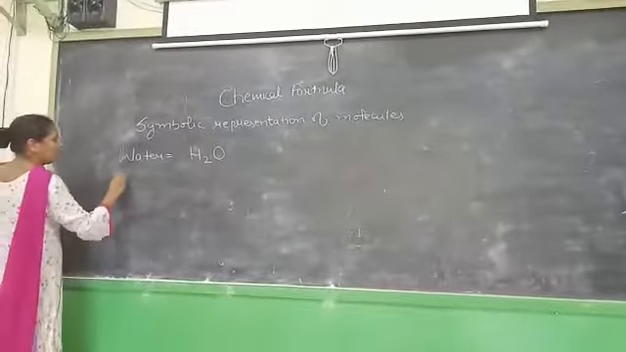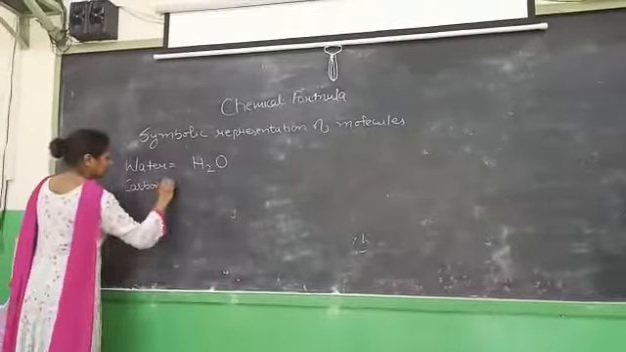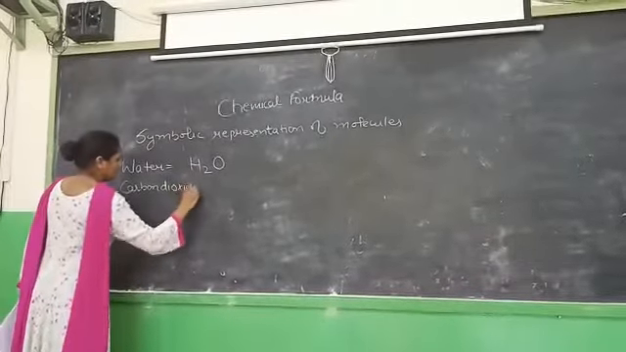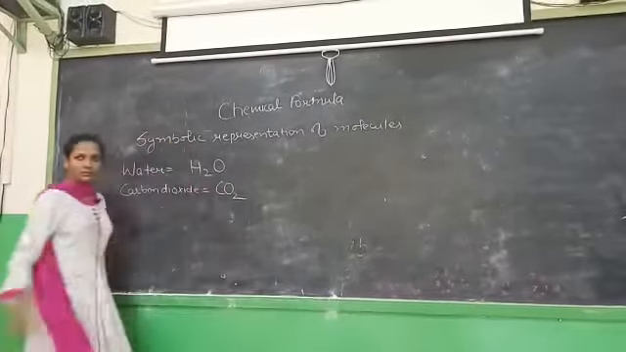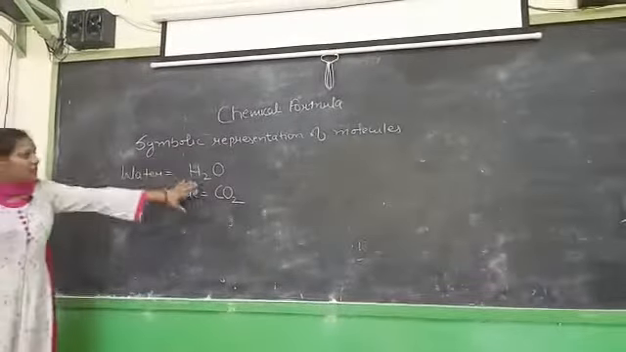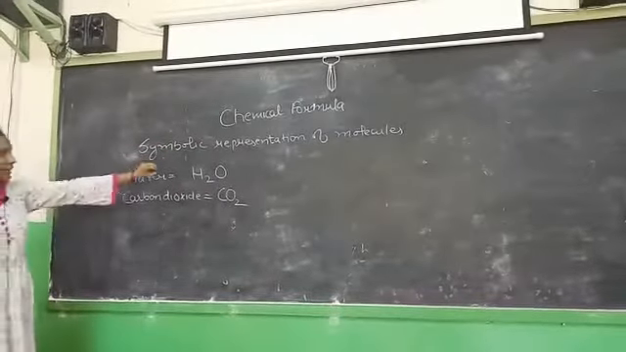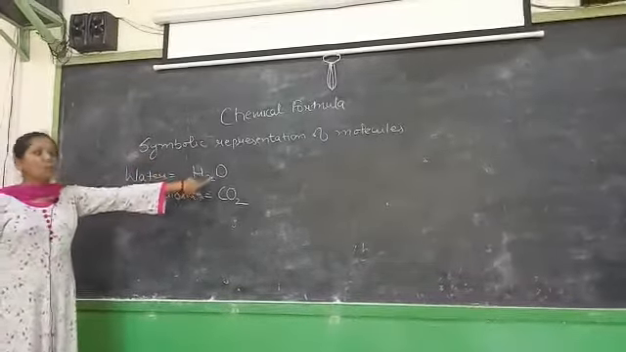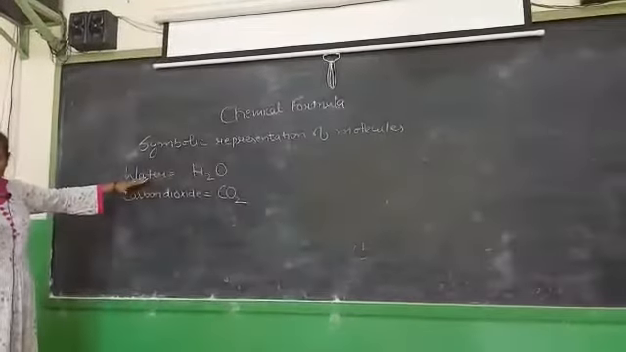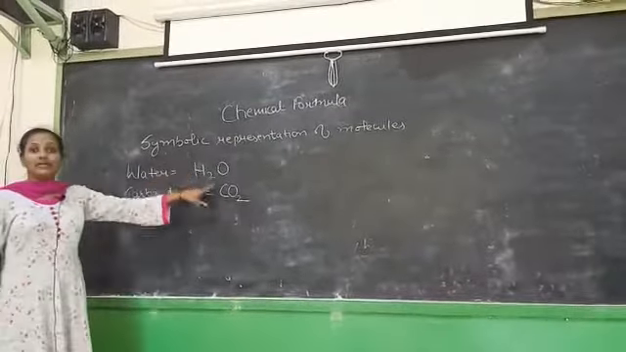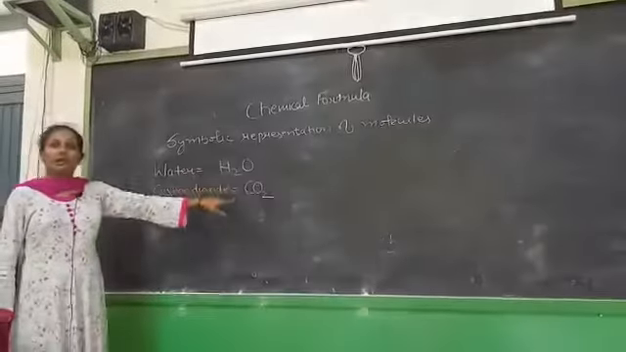In the same way, for carbon dioxide we write CO2. Now after just looking at this, what are the things which are clear to us? The first thing is which elements are combining to make a particular compound, and how many atoms of each element are present in the given molecule or compound.